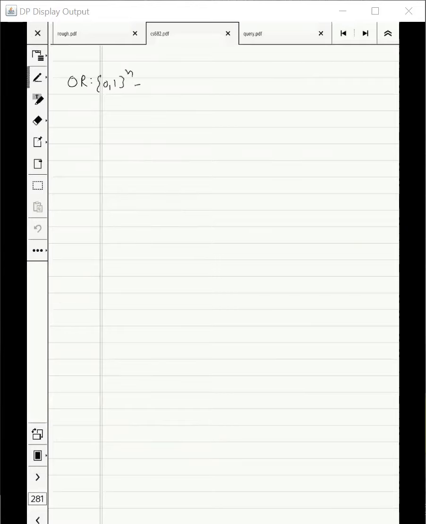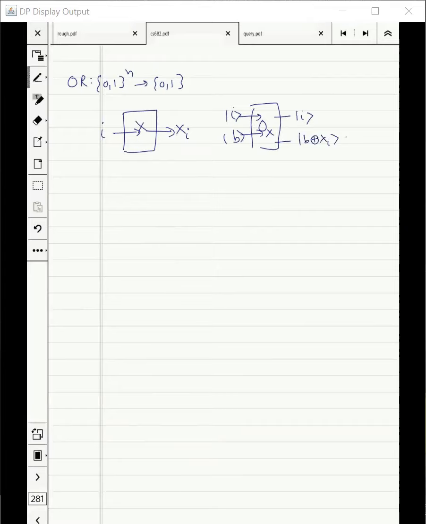I have a function like this and an oracle. Classically, if I give i, it gives me xi. Quantumly, if I give i comma b, it gives me b plus xi. This is the oracle which is given to us, and we want to compute OR of x using minimum queries to the oracle.